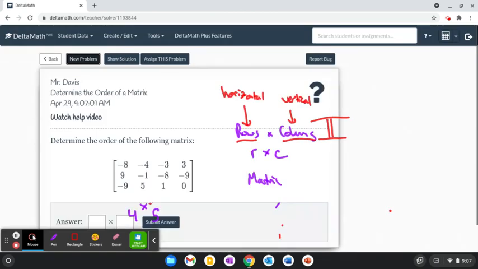Probably the easiest thing that you've done the entire year. All right, one more. This is a 1, 2, 3 rows and 1, 2, 3, 4 columns. So this is a 3 by 4 matrix.